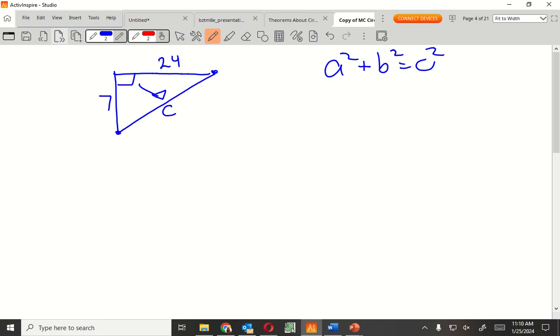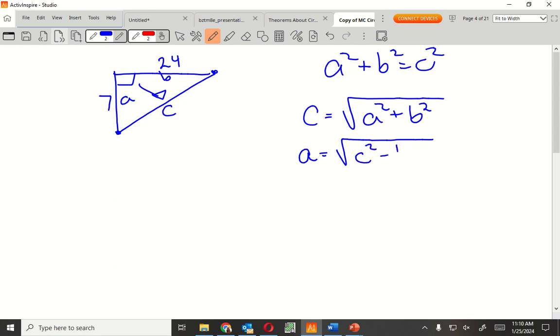So I'm going to give you a new formula. If I'm looking for c, that's equal to the square root of a squared plus b squared. And if I'm looking for the a value, which would be over here, and this one's my b, that would be the square root of c squared minus b squared. And if I was looking for the b, I would have the square root of c squared minus a squared.